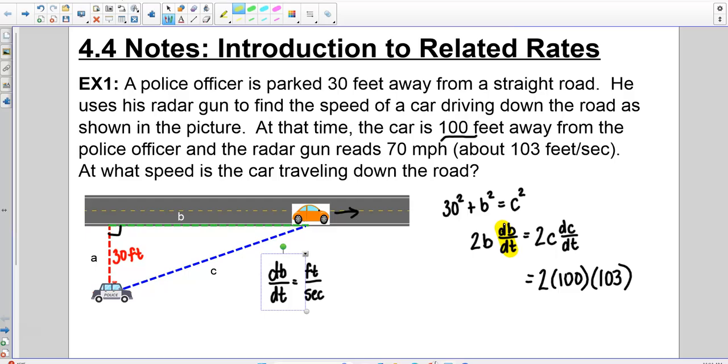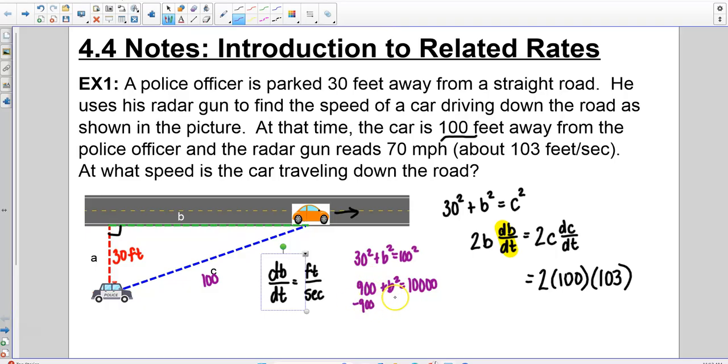B, I don't have, but at this instant, this side right here was 100. Can I find B at that instant? I could just do Pythagorean theorem, right? So I could say 30 squared plus B squared equals 100 squared. So we got 900 plus B squared equals 10,000. Is that right? I think I need another 30 times 30. No, that's right. Okay.